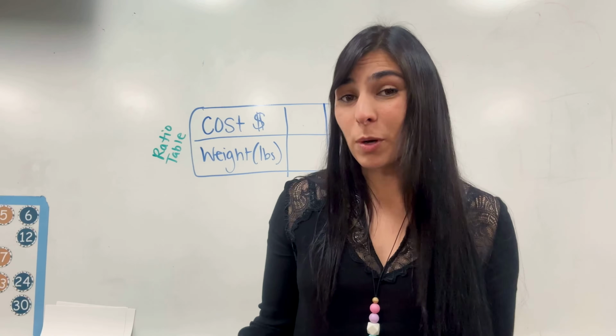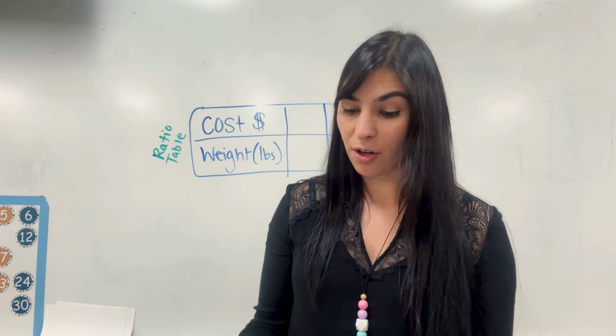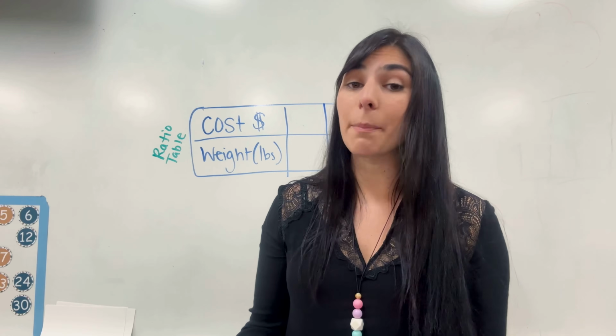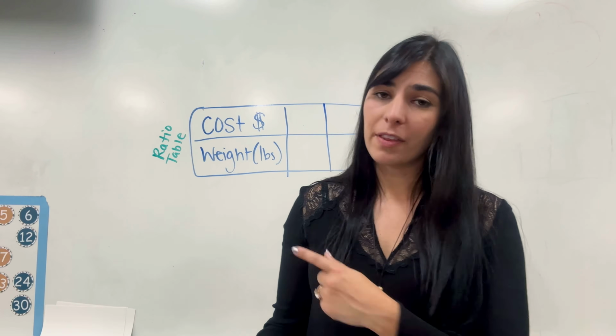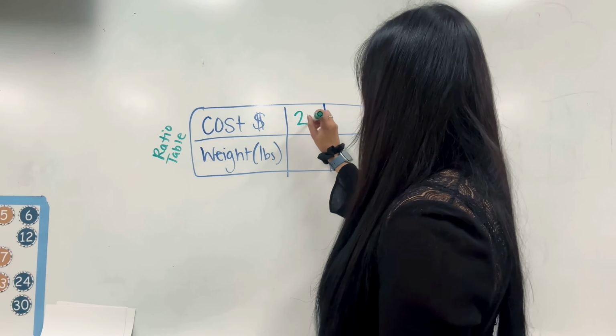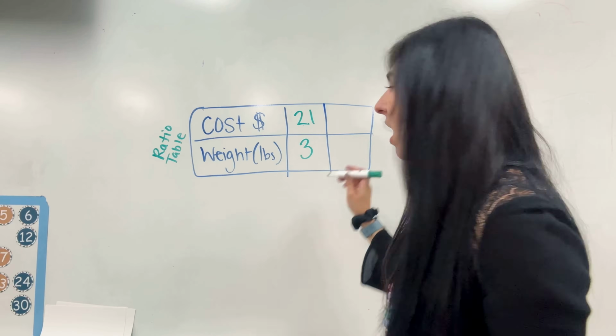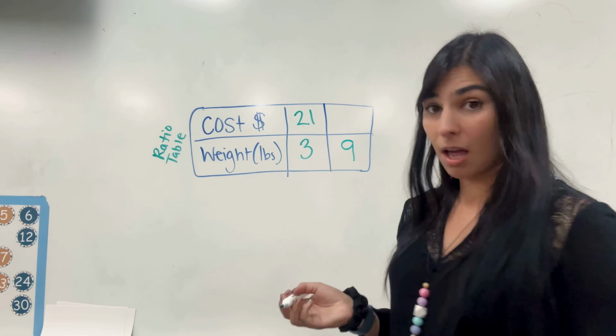Let's go. Our first question using a ratio table, we have Mr. Chen bought 3 pounds of ham for $21. At this rate, how much would 9 pounds of ham cost? So filling in my table with that word problem, I have cost $21 and the weight is 3 pounds. And I want to find out how much 9 pounds of ham would cost.